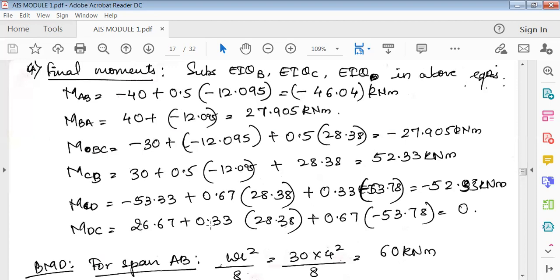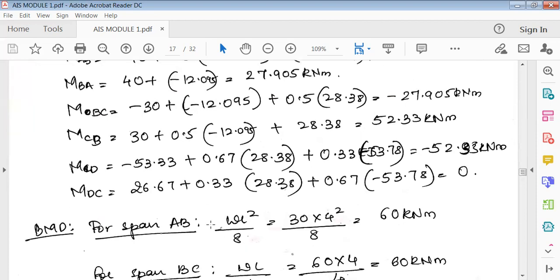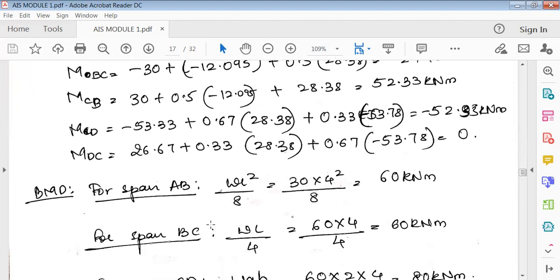Okay, so once you find all these moments, the next step is drawing the bending moment diagram. Okay, so in bending moment diagram, what we'll do here is, as usual, we'll go on finding out the free bending moment. Okay, so free bending moment is bending moment diagram.